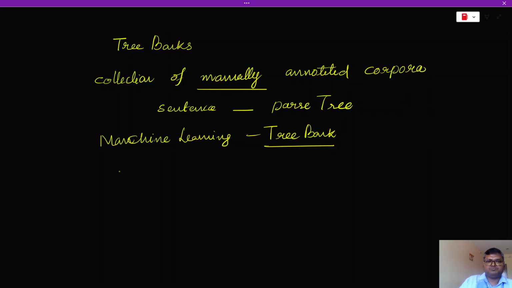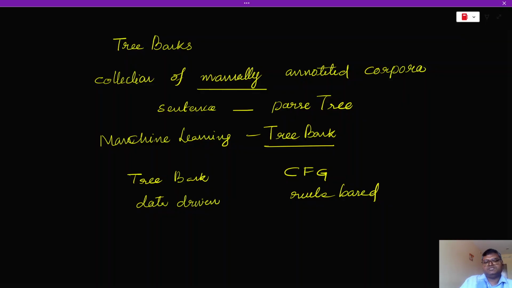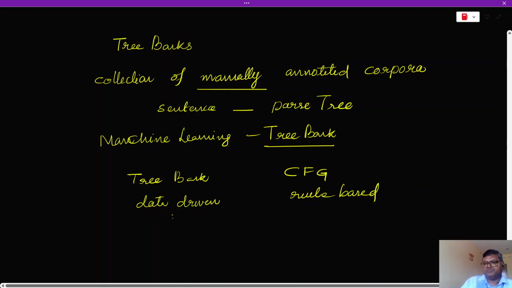So if you see the differences between tree bank and CFG, CFG is a rule-based approach. Here it is a data-driven approach. We are driven by the data, not by the rules. Because it is rules, there will be many rules, and we have also seen that we cannot represent all the rules, but here we don't have any rules, we have the data.